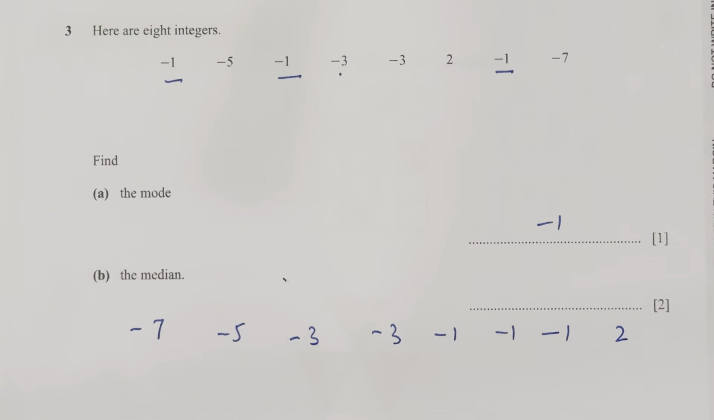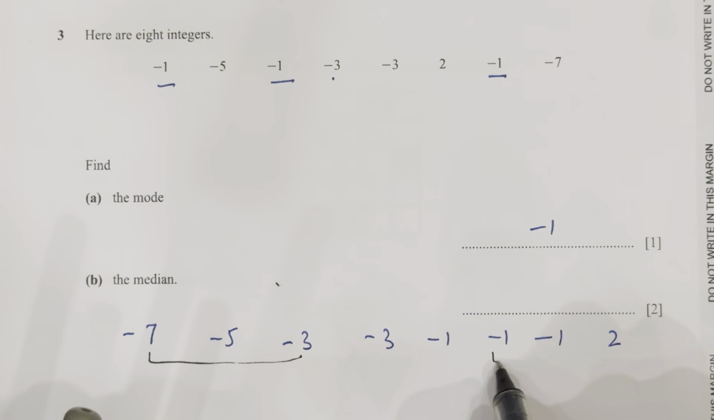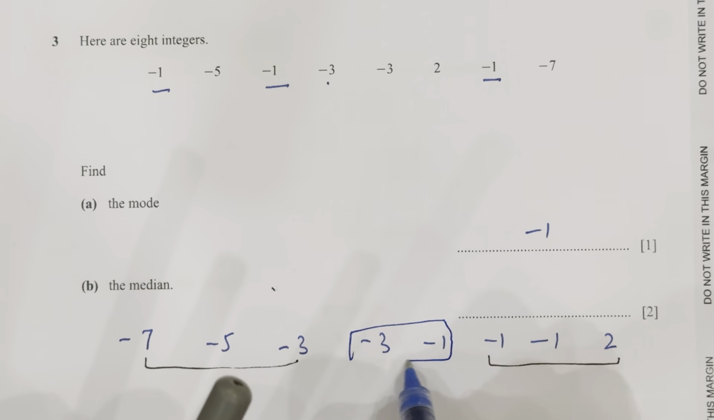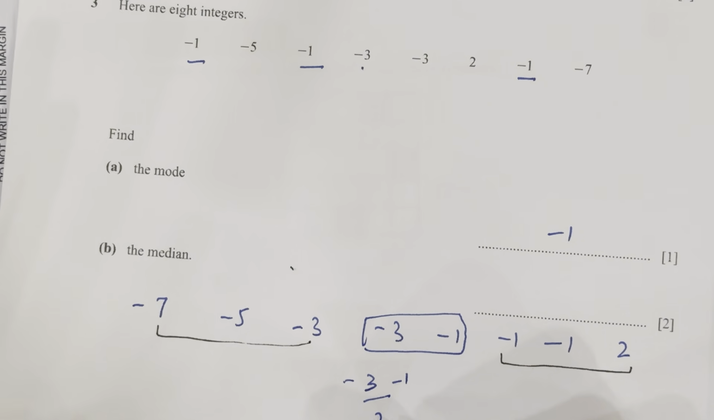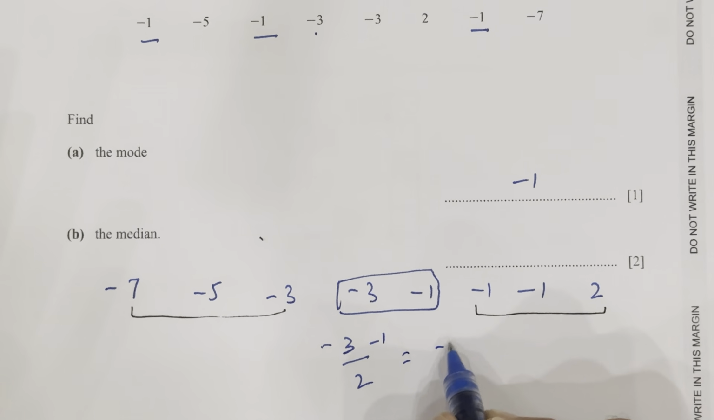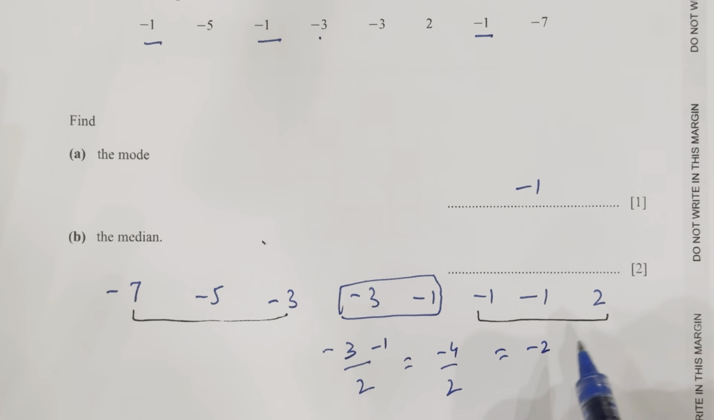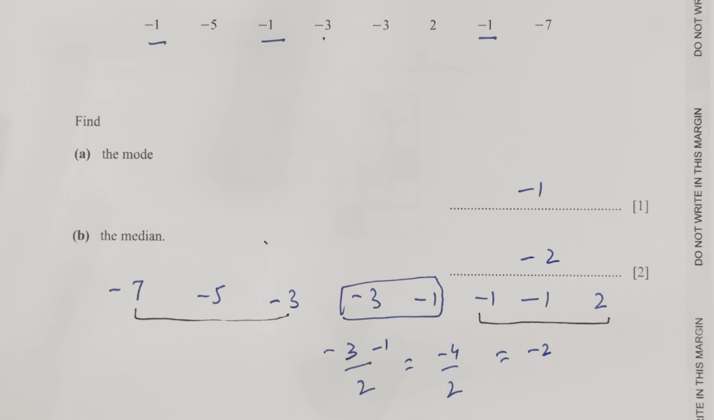As we can see, the total numbers are 8. So 3 numbers from here and 3 numbers from there. The central 2 values give the median, and for an even number of values we have to add them and divide by 2. So -3 plus -1 is equal to -4, divided by 2. So our answer would be -2. So the median of this series is -2.